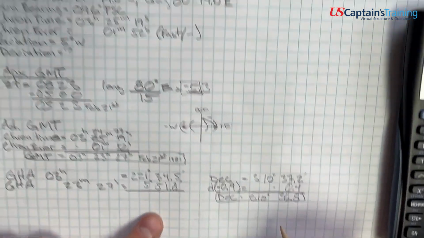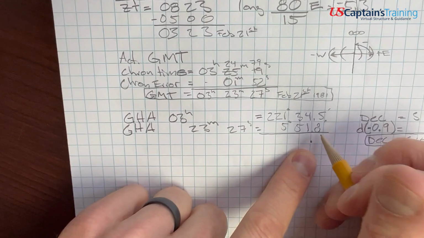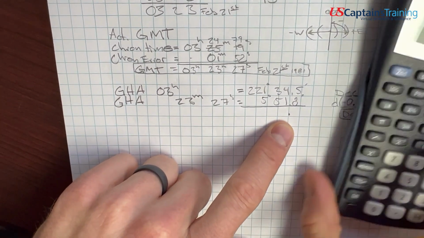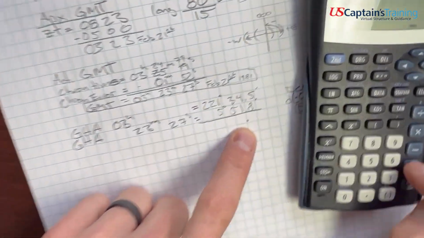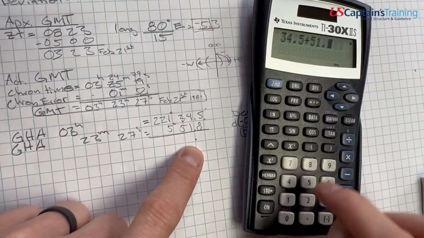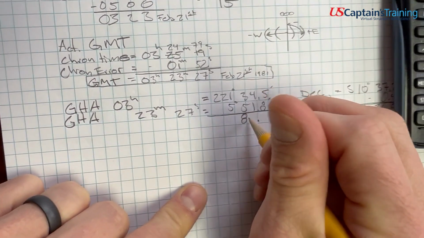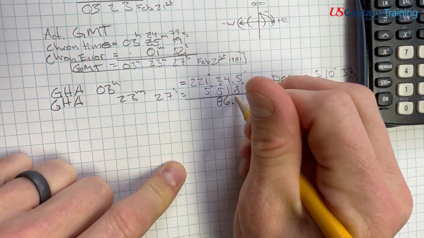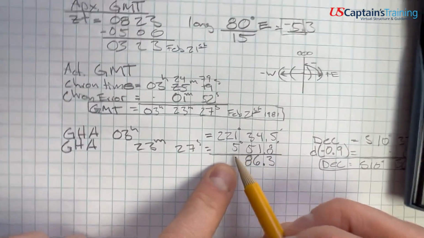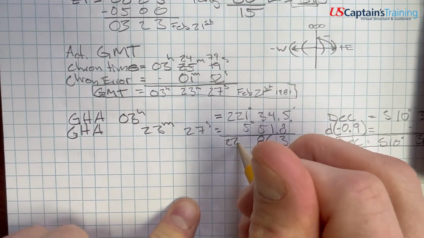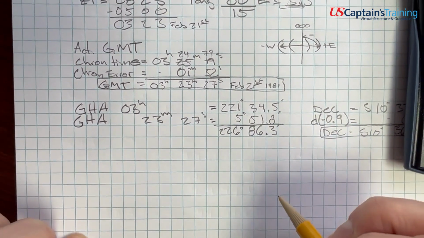Okay, now we'll add these GHAs together. Just do this on the calculator. 34.5 plus 51.8 equals 86.3. And then this is 226. 226 degrees, 86.3 minutes. Okay.